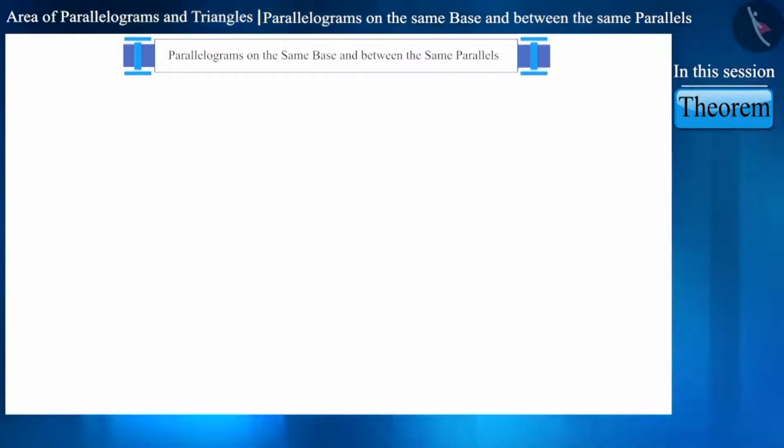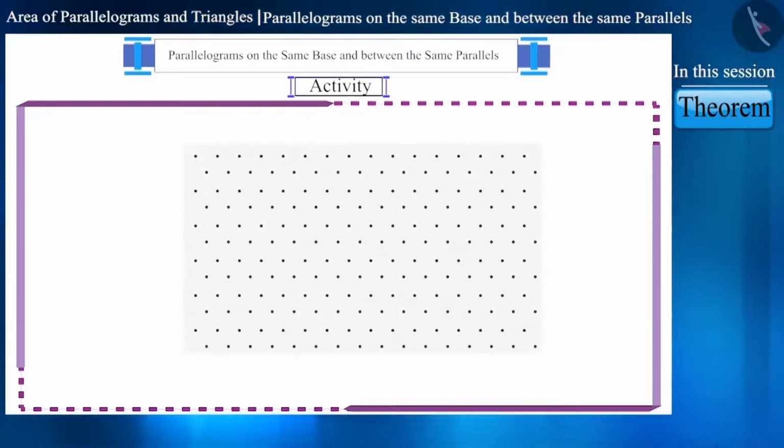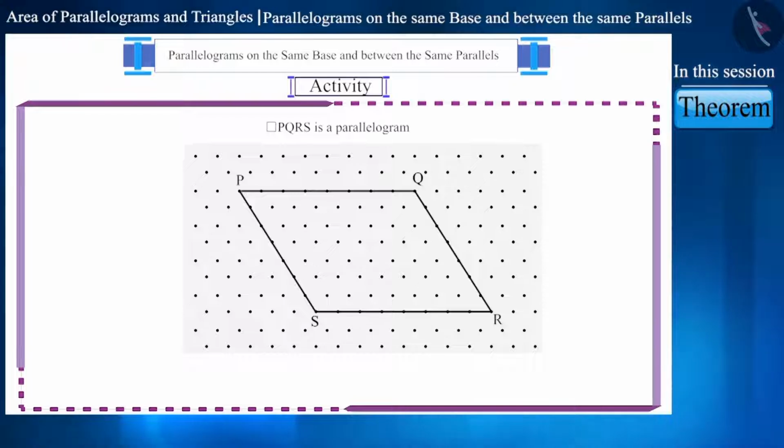So let's start with an activity. Take this type of sheet where the points are at equal distance. We call this the isometric sheet. On this, we will create the parallelogram PQRS in this way.